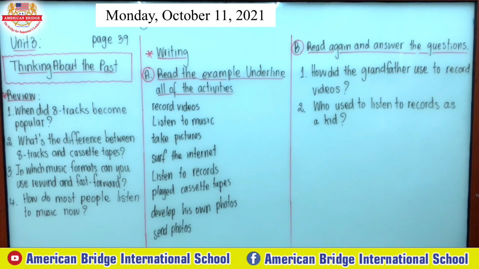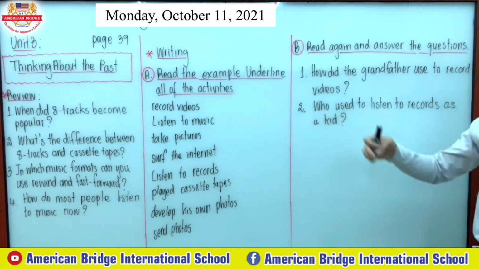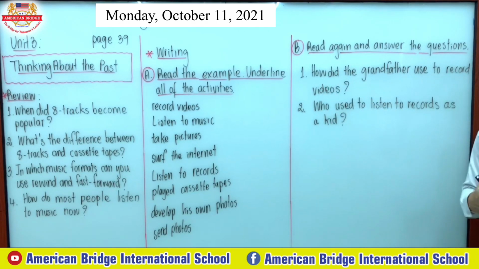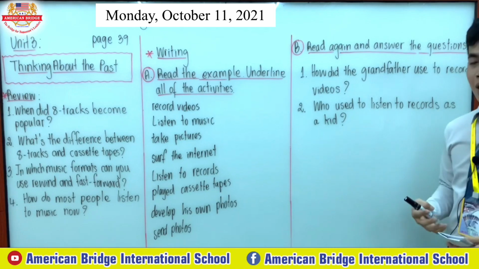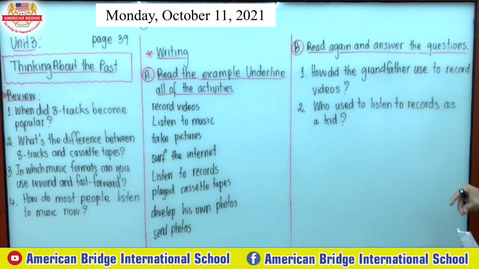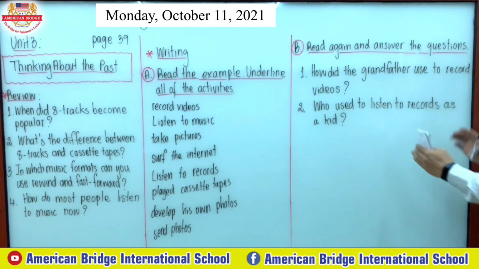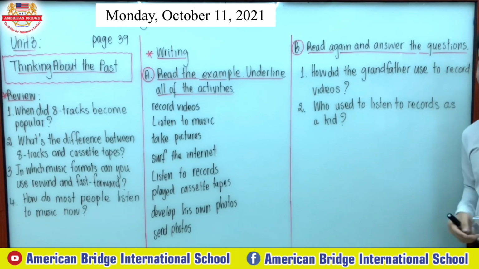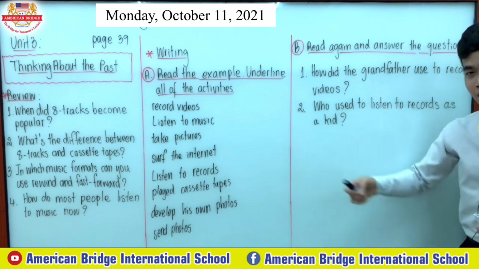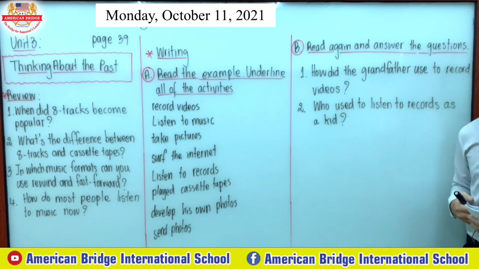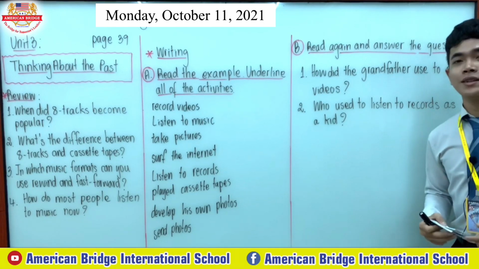Okay, let's go to another practice exercise in our part B: read again and answer the questions. We have two different questions. Our first question is, how did the grandfather used to record videos? This is something I already answered in our part A. Number two is, who used to listen to records as a kid? I hope that you can answer these two questions. You can go back to our reading and find information from part A once again. That's it, everyone, for our second video.